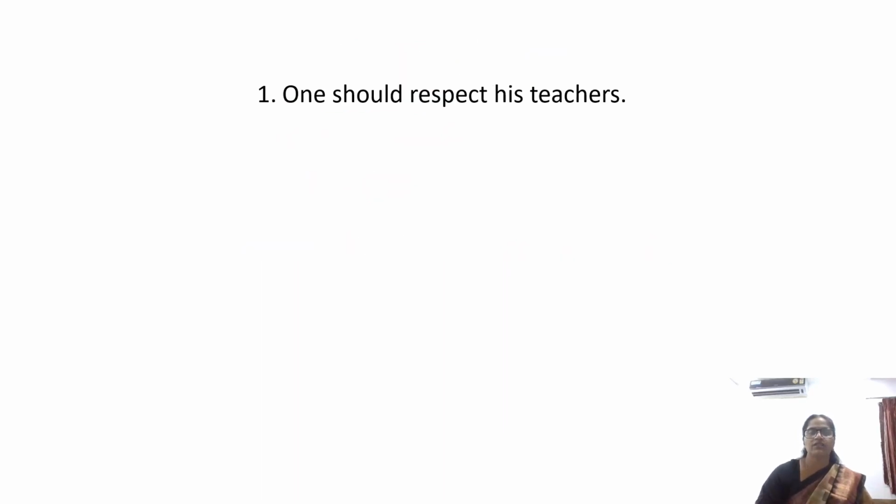One should respect his teacher. And here his is our pronoun. Now one is our subject. Subject pronoun agreement. So the pronoun should agree with the subject. If our pronoun is masculine gender, we should use he. If it is feminine gender, we should use she. If it is plural, we should use they. But here one. So what is the pronoun form of one? Pronoun form of one is one only. Clear? So here the answer is one should respect one's teachers.